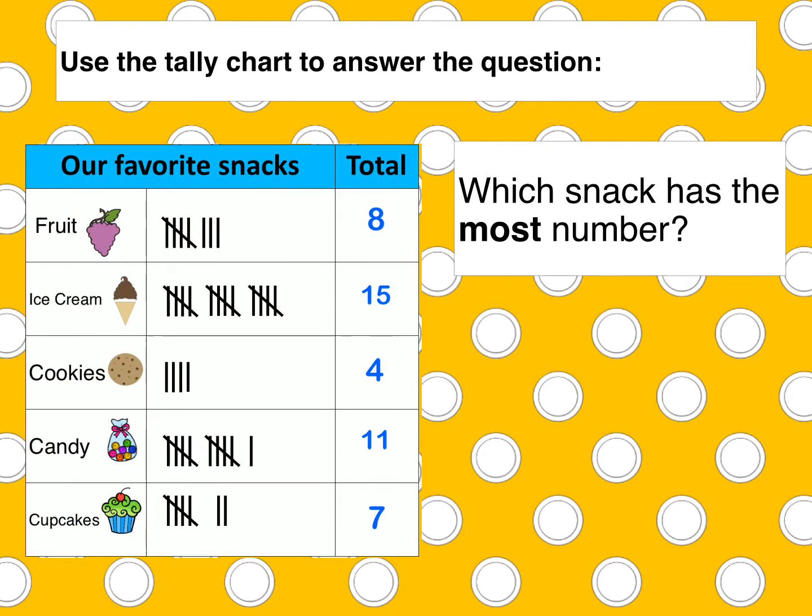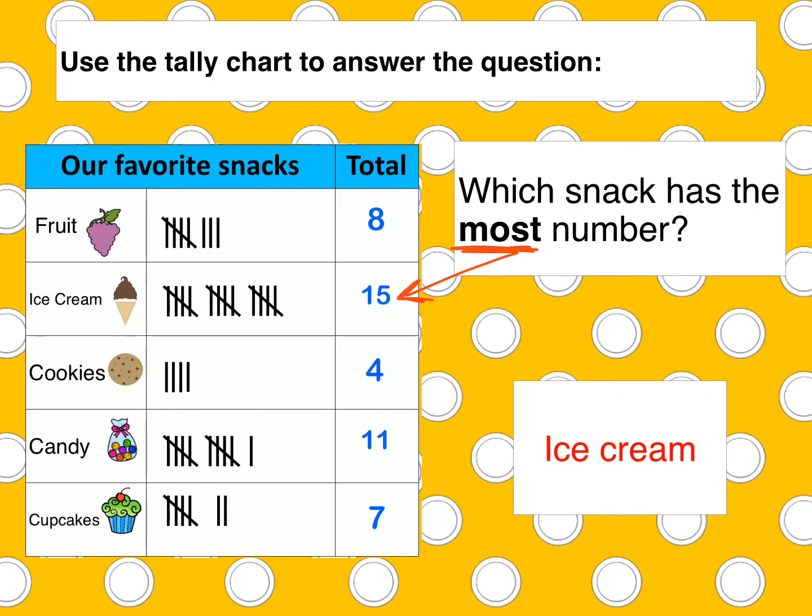Now, which snack has the most number? The most means the greatest number, the biggest number. And which number of the totals that we wrote has the greatest amount? Wonderful. Yes, it's 15. So which snack has this number? Perfect. It's the ice cream.